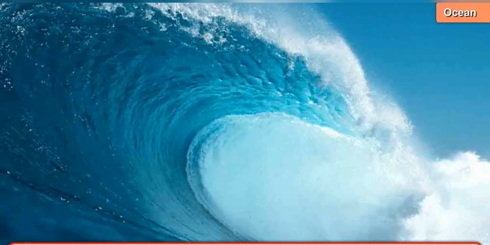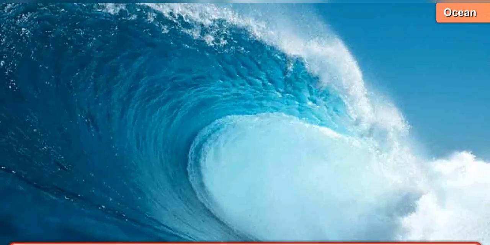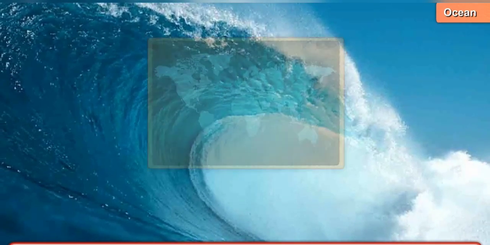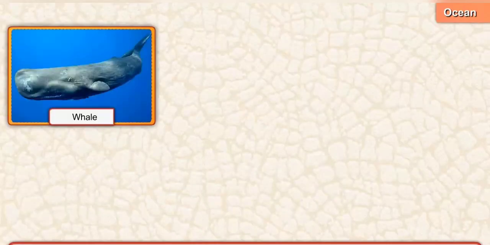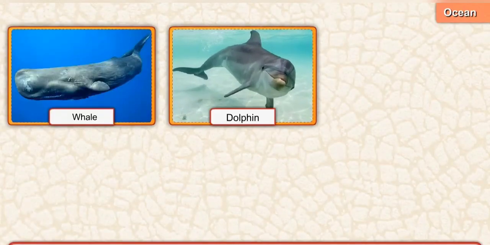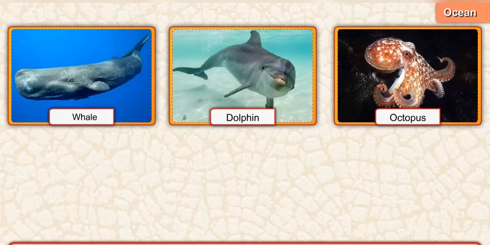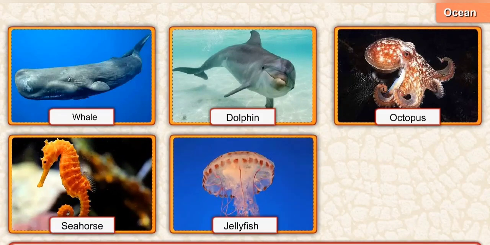Ocean. An ocean is a large body of saline water. It is the largest habitat of the earth. Whale, dolphin, octopus, seahorse, jellyfish, etc. live in oceans. Different animals have different body coverings, organs, and movement. Let us read about them.